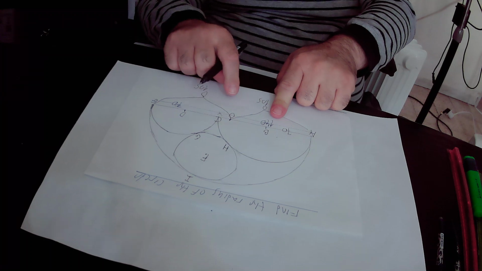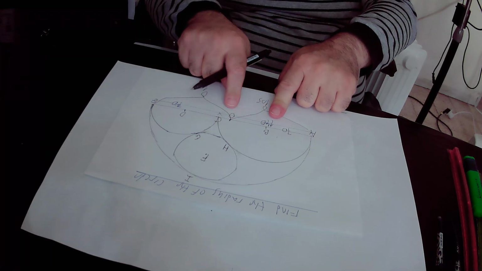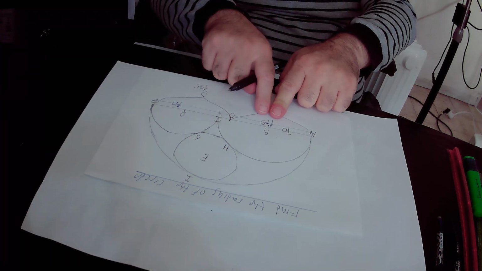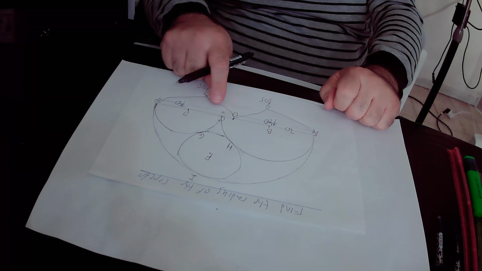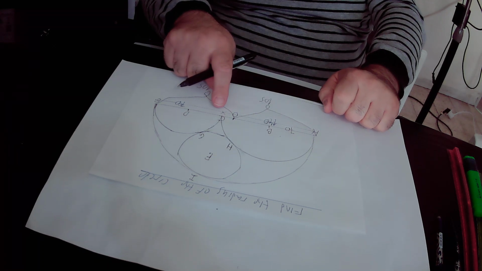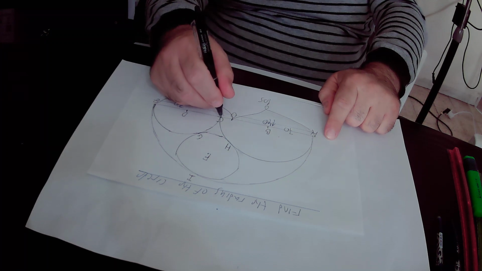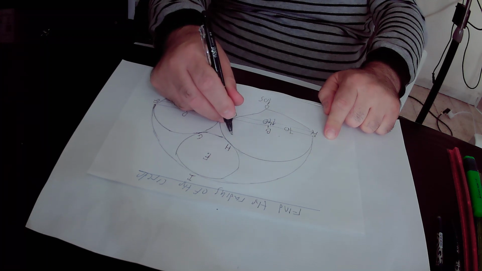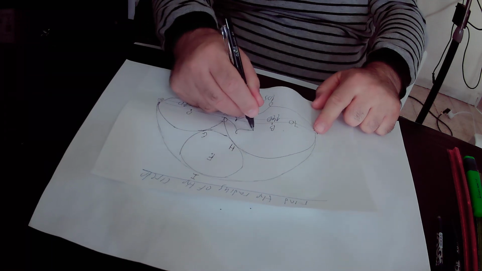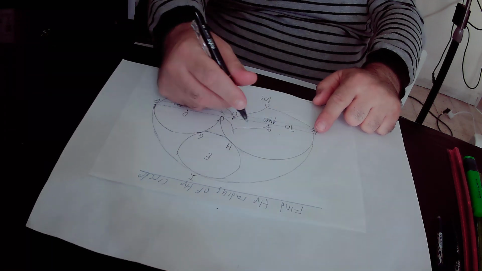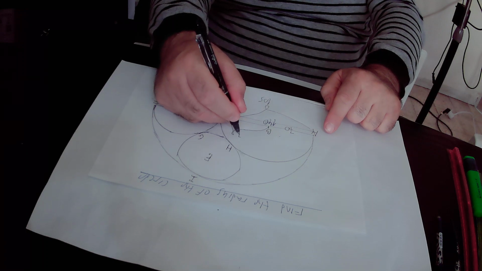And the radius BC. Point B is the center of this semicircle. Point C is a point on the semicircle itself. So BC is also the radius of this semicircle that is equal to 70 units.